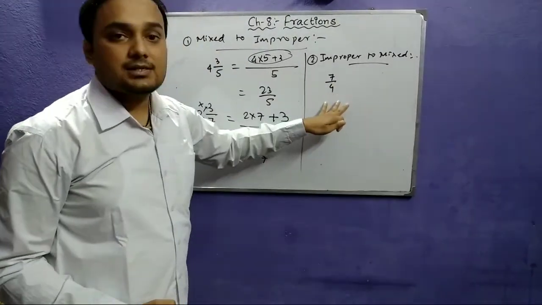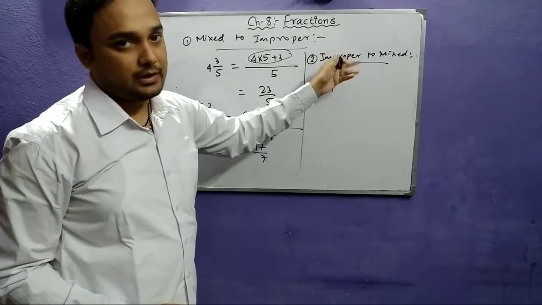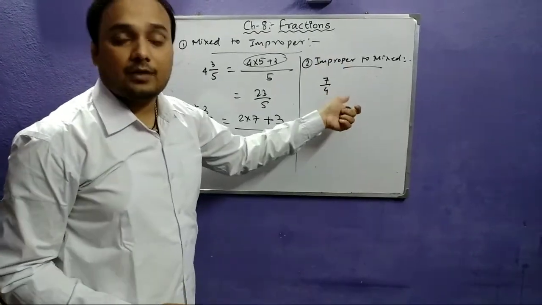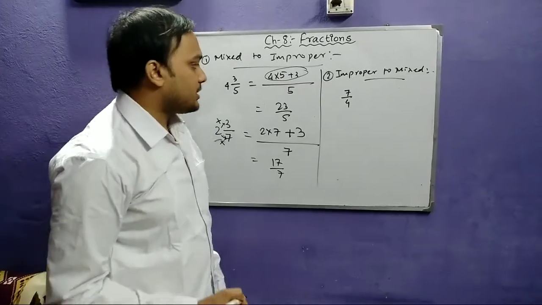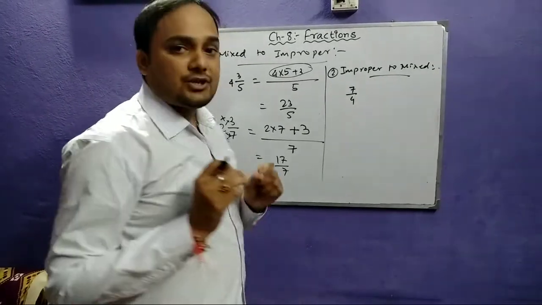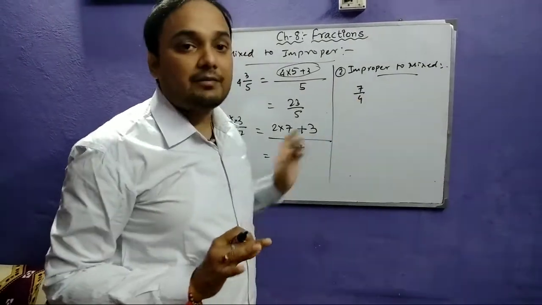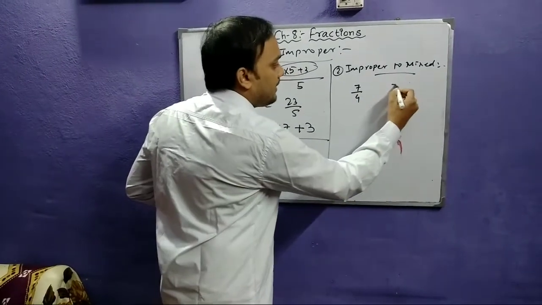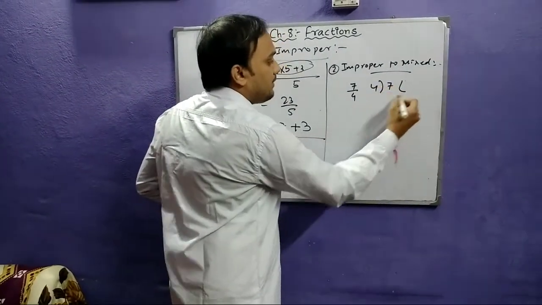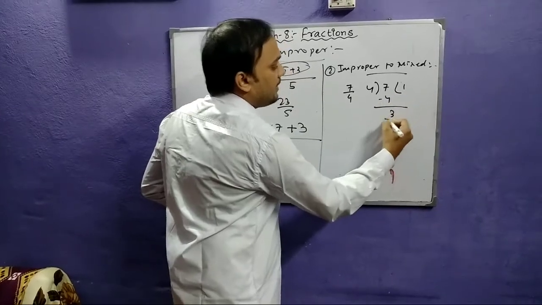Why is it improper? Because the numerator is greater than the denominator. Now I want to convert this improper fraction into a mixed fraction. So what should I do? The very general method is that we will just normally divide it. What will it be? 7 divided by 4. It will be 4 ones are 4 and the remainder will be 3.